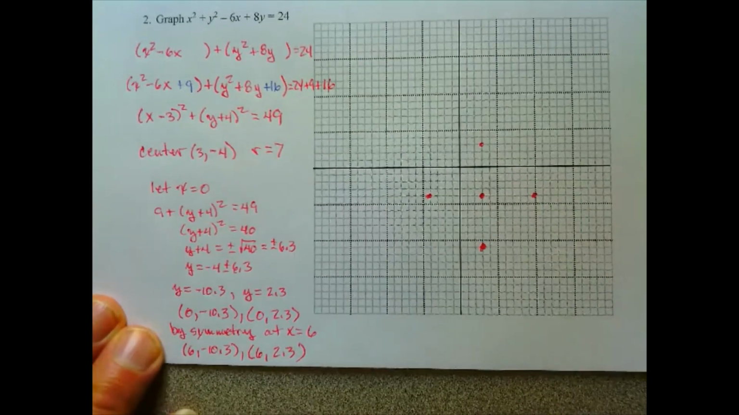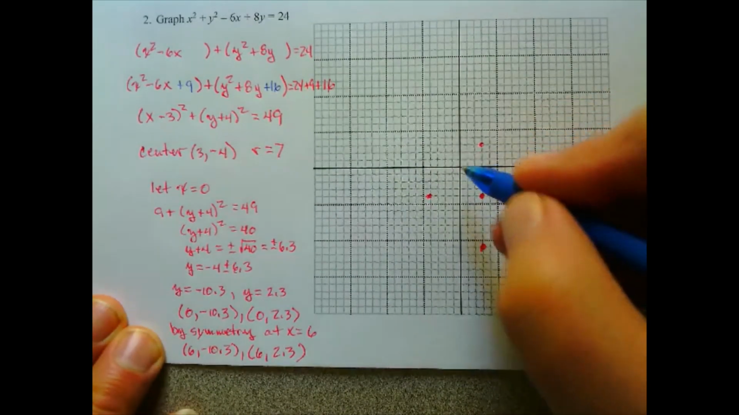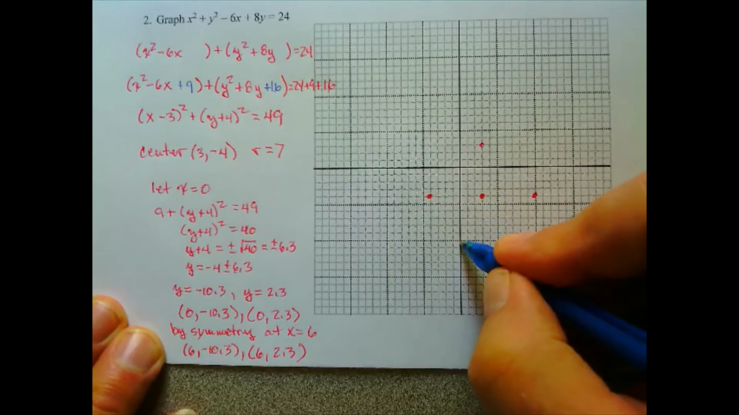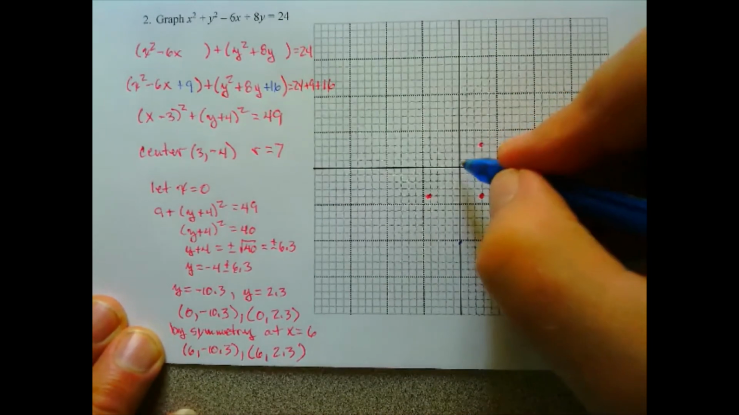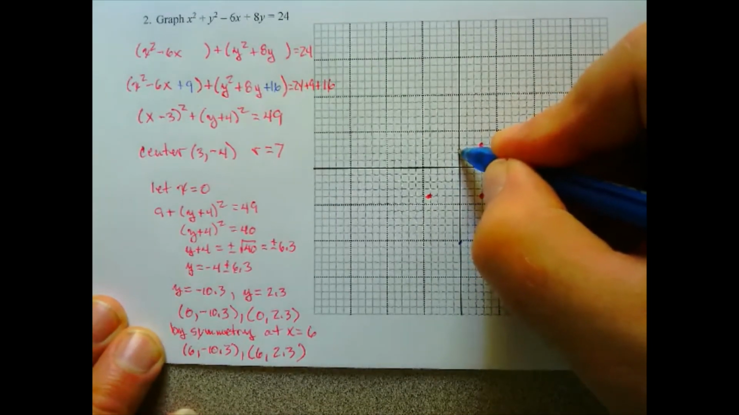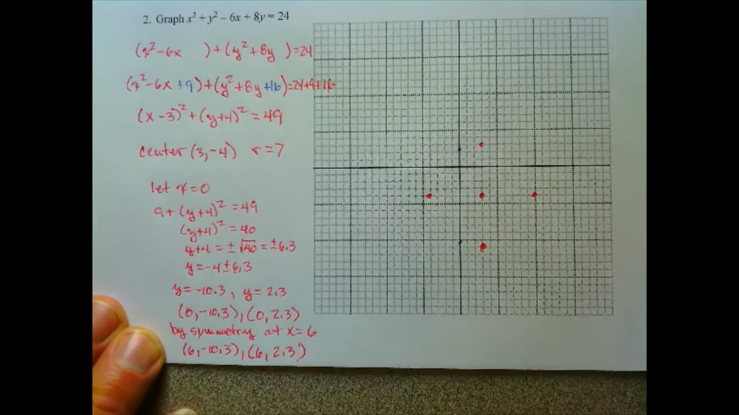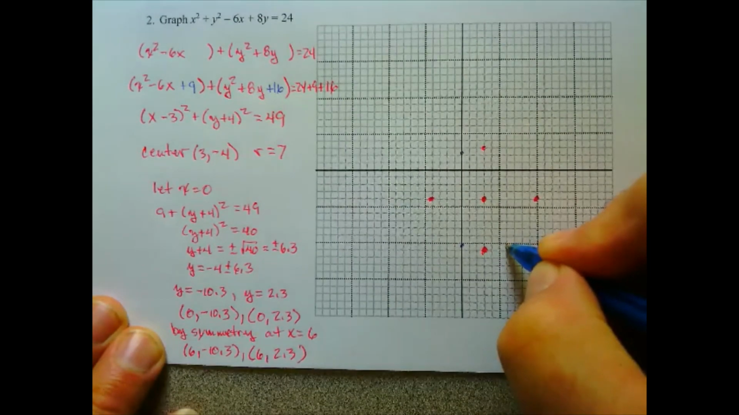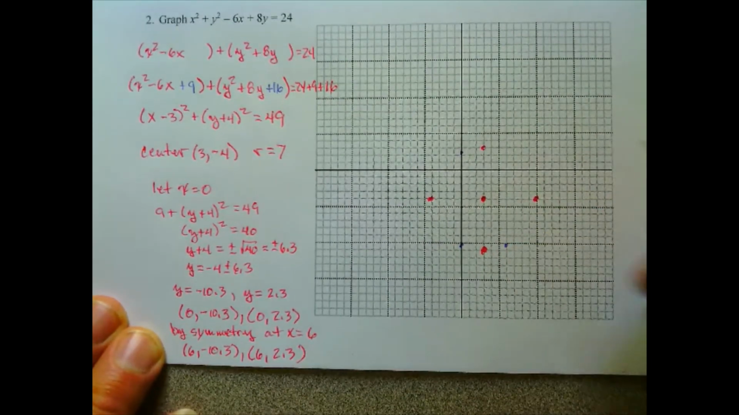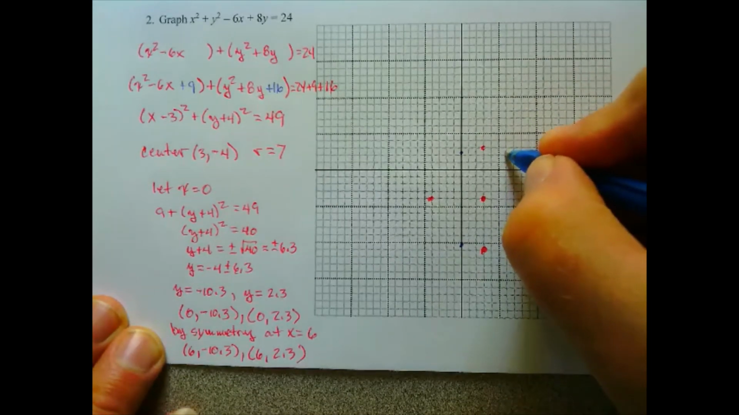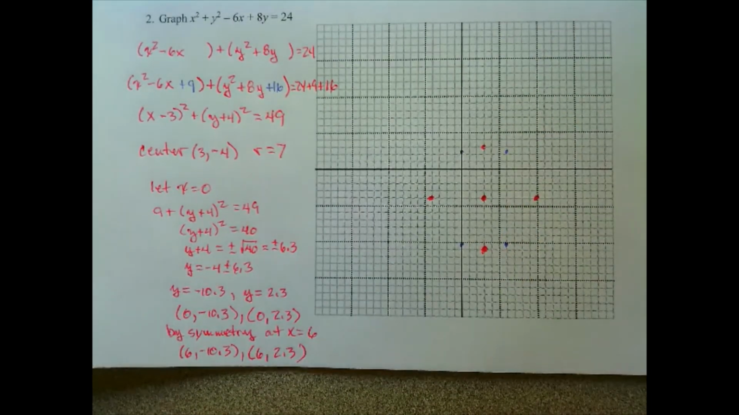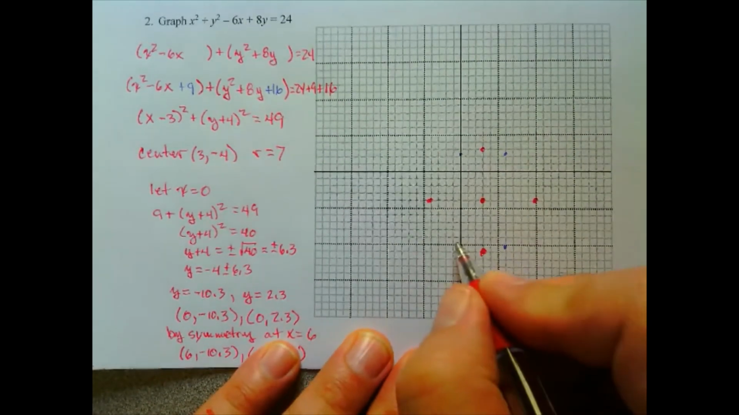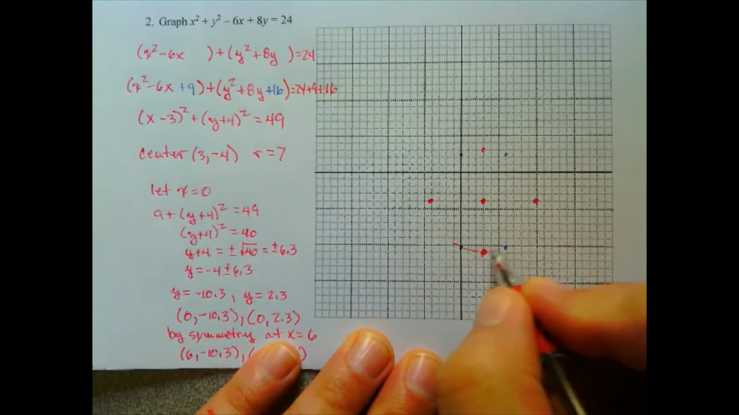And so let's see, 0, negative 10.3, so that's going to be right in this territory. 0, 2.3, it's about there, not quite halfway. 6, negative 10.3, so again that'll be right in that territory. And then 6 and 2.3, so right about there. Trying to make them so they weren't quite halfway. And so now that I have my points, I can go ahead and start to fill it in.